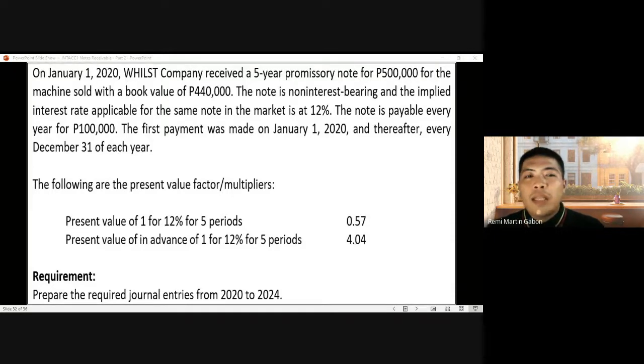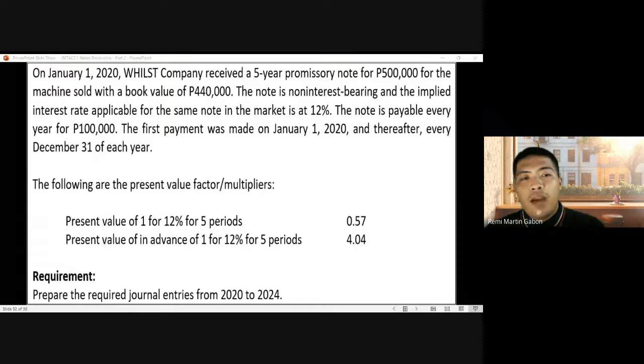Now, proceed tayo. Alam nyo na mag-compute ng 0.57. Dito naman tayo sa 4.40. Paano na-compute si 4.40? Okay? Diba sa ordinary annuity yung ginawa natin, we press equal sign with the number of periods. So kung 5 periods, 5 din yung pag-press natin.